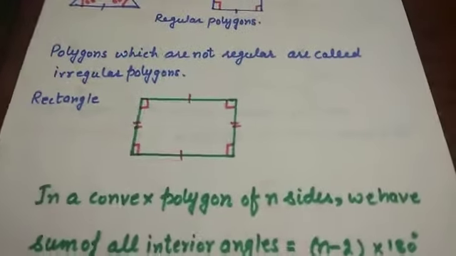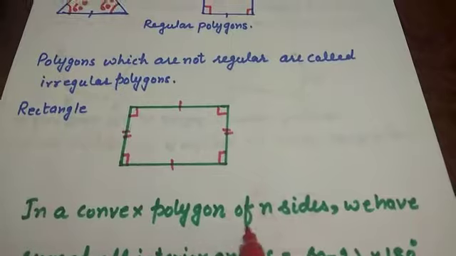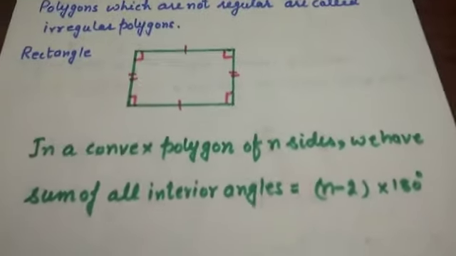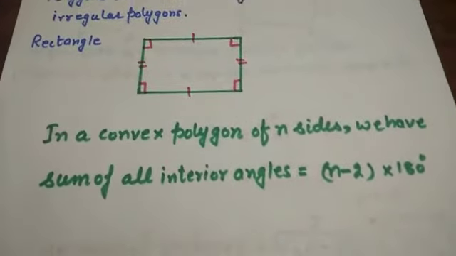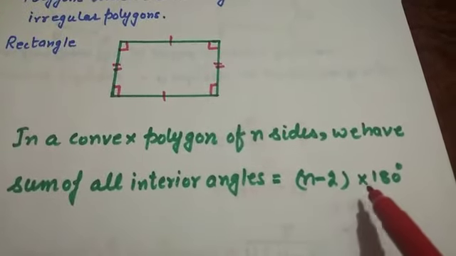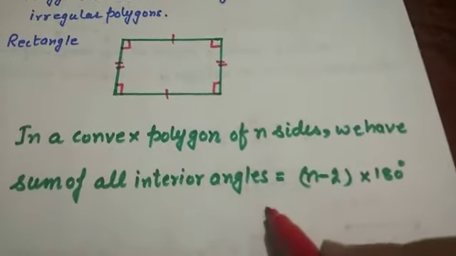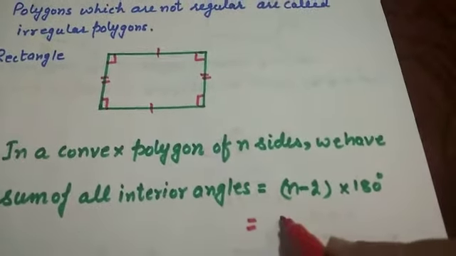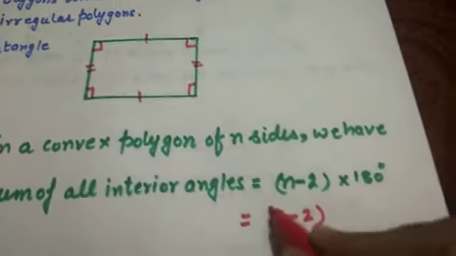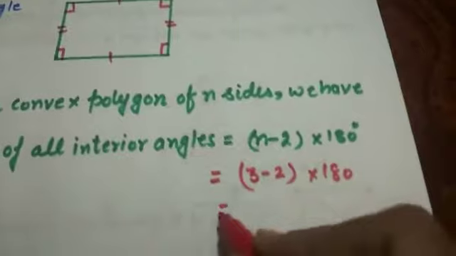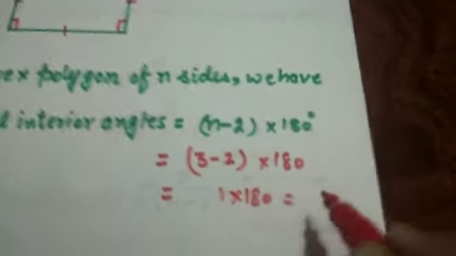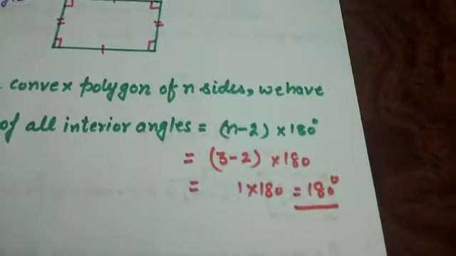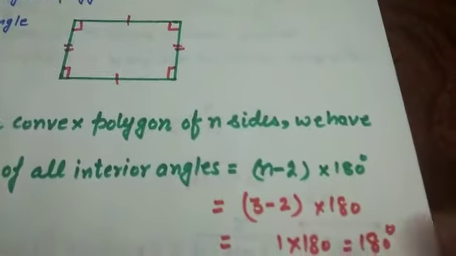Now next, in a convex polygon of n sides, meaning any number of sides, we have one formula to find out the sum of all interior angles, that is n minus 2 into 180 degrees. We'll take one example. We are taking a triangle. There are 3 sides in a triangle. So 3 minus 2 into 180 degrees. So the sum of all interior angles of a triangle is 180 degrees. We know this, but we have verified it by using this formula.